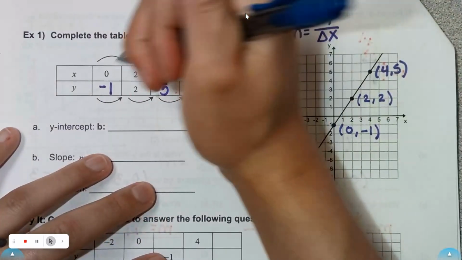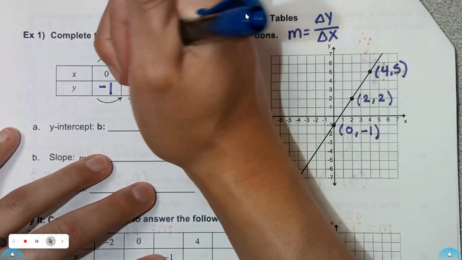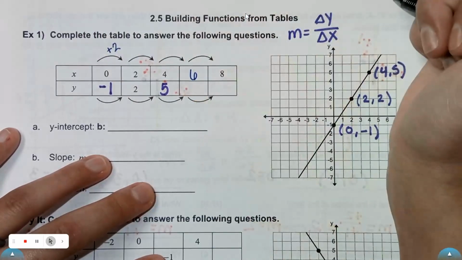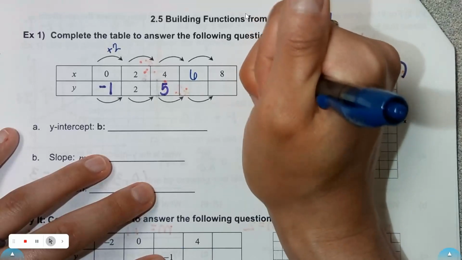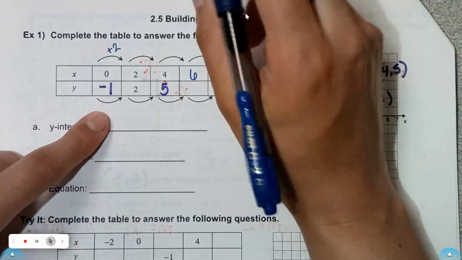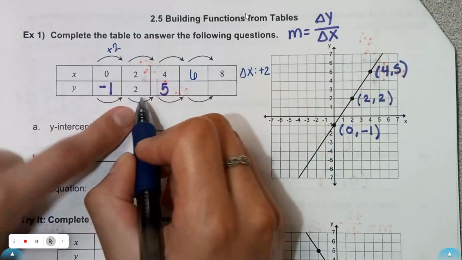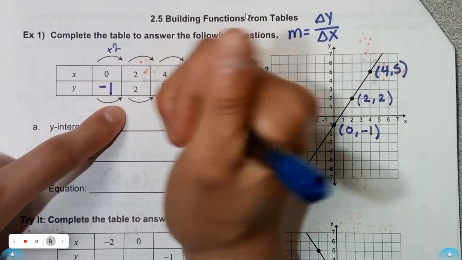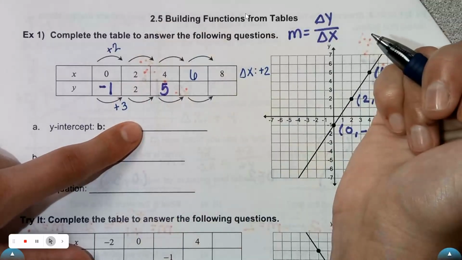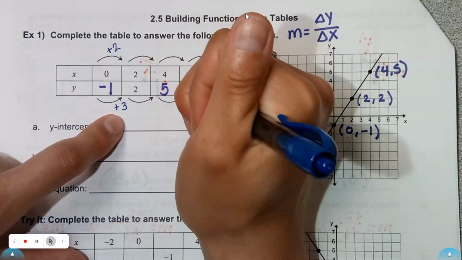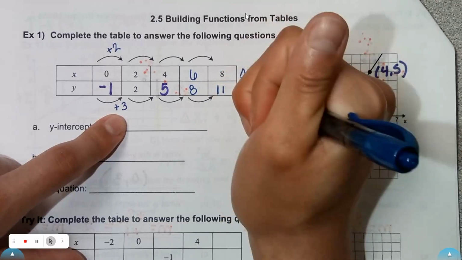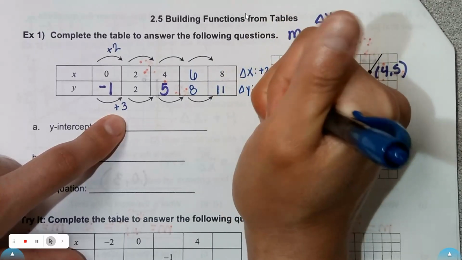Now I can find my changes. So on the top, from 0 to 2, and then from 2 to 4, looks like I'm adding by 2. So if I keep that pattern going, this should be 6. So my change in x is plus 2, because that's what I'm doing each time. Okay, now I want to focus on the bottom. To go from negative 1 to 2, I'm increasing, so I'm adding. It might be easier if I look at 2 to 5. It looks like I'm adding by 3. So if I keep that pattern going, 5 plus 3, I get 8. And 8 plus 3, I get 11. So my change in y is plus 3.